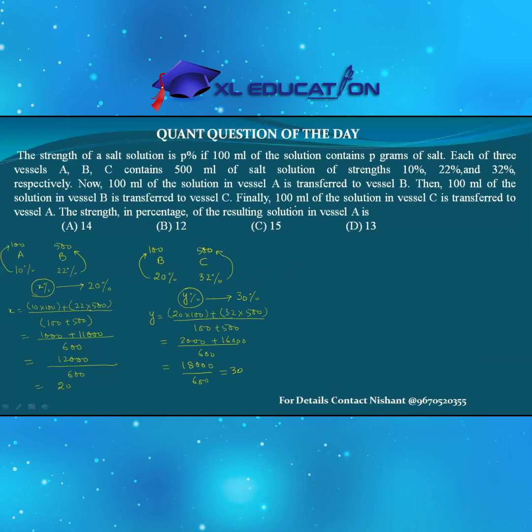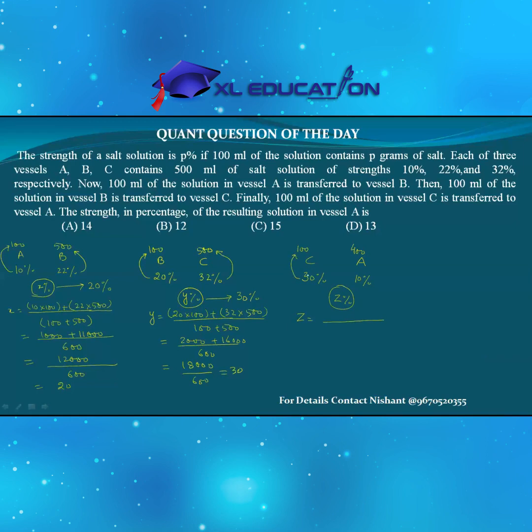Now the question says finally 100 ml of solution in C is transferred to A. So now we will make an alligation for C and A. Concentration of mixture C is 30% as we have calculated earlier, and that of A is 10%. We are mixing 100 ml of C to 400 ml of A because 100 ml was already taken from A in the first case. Let Z% be the final concentration.